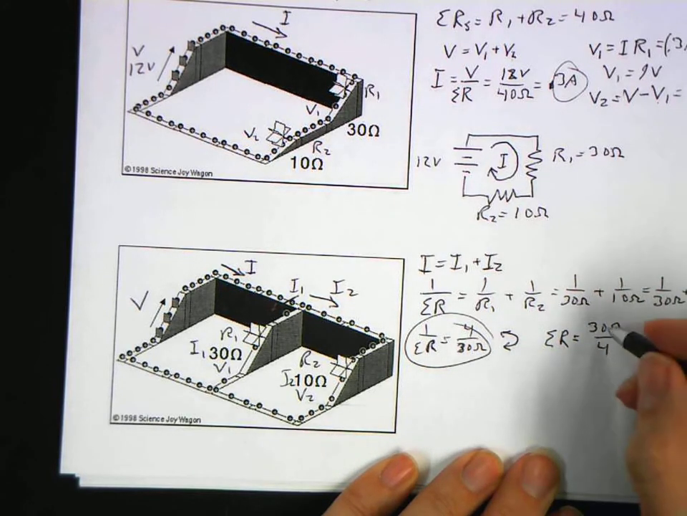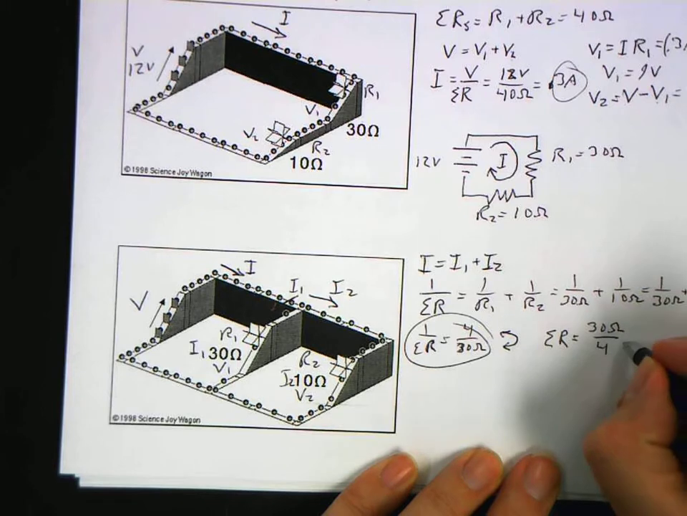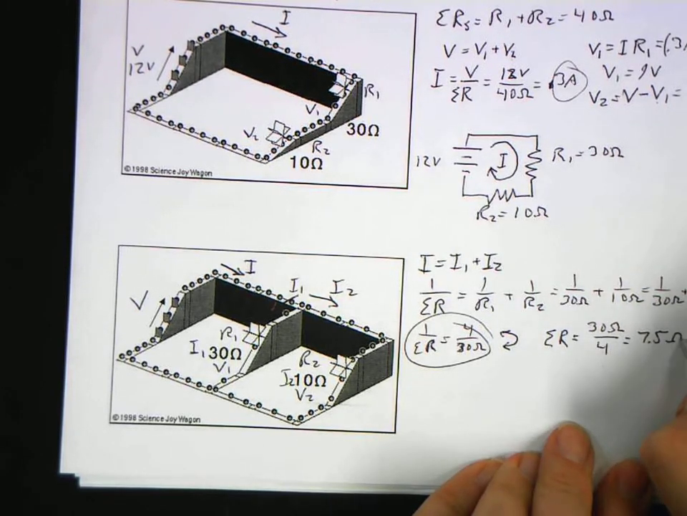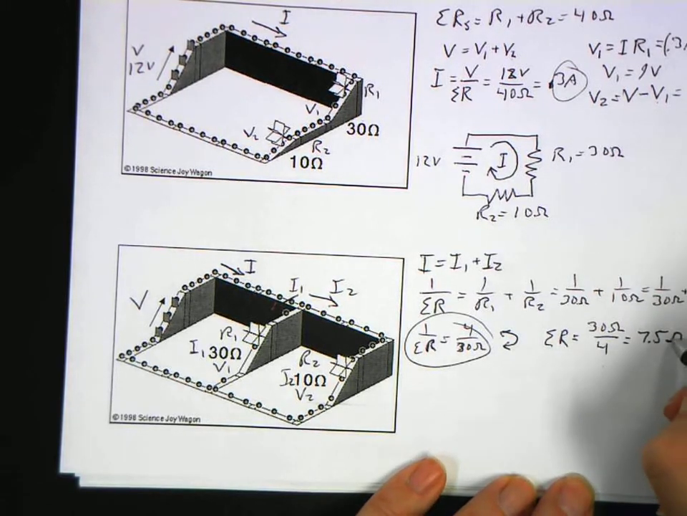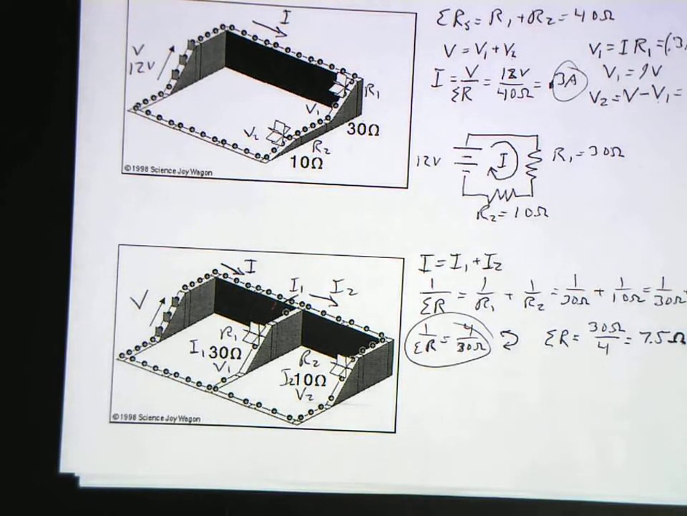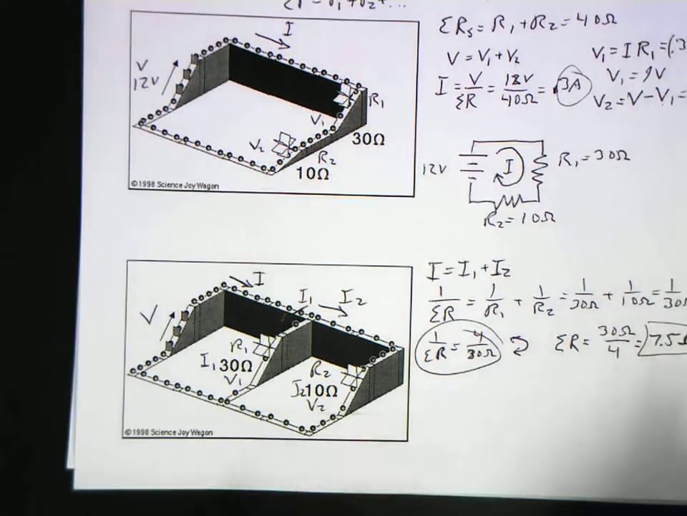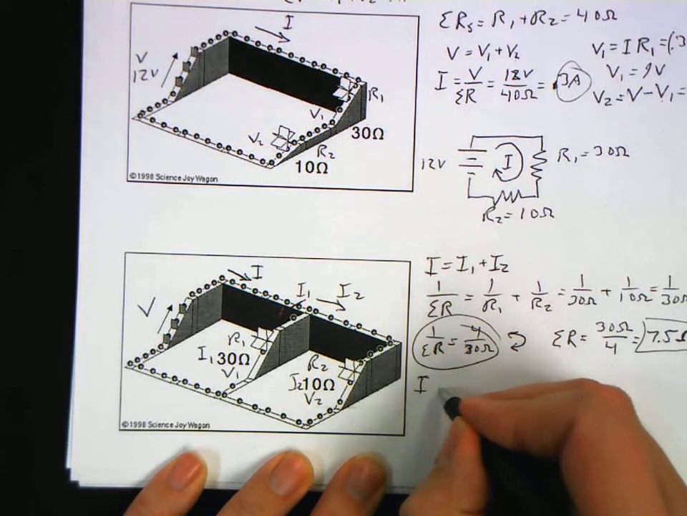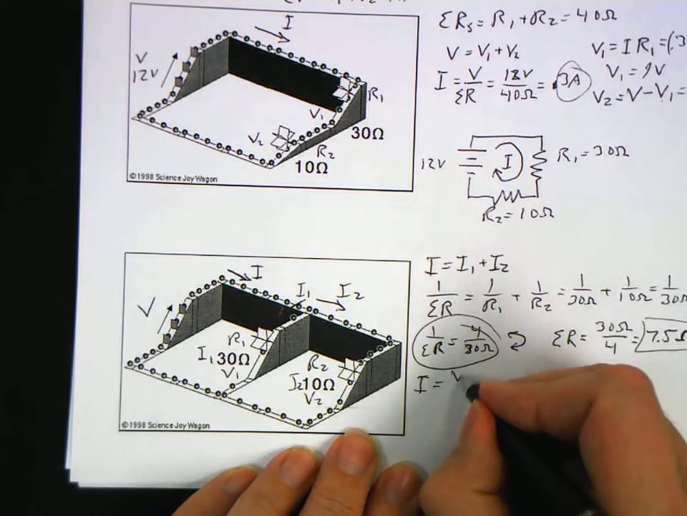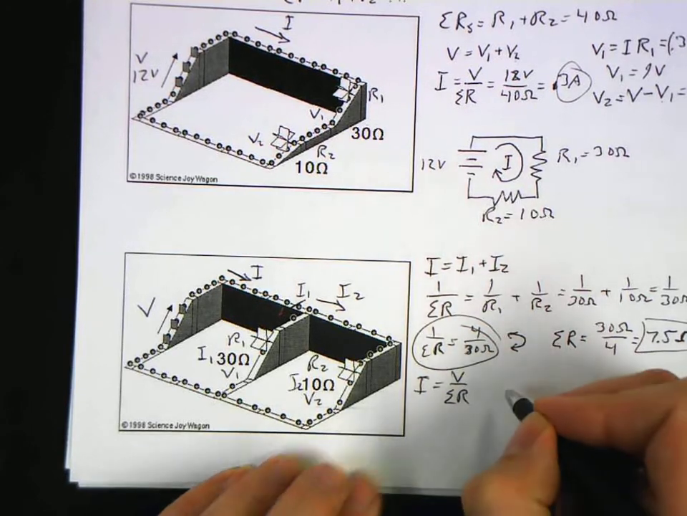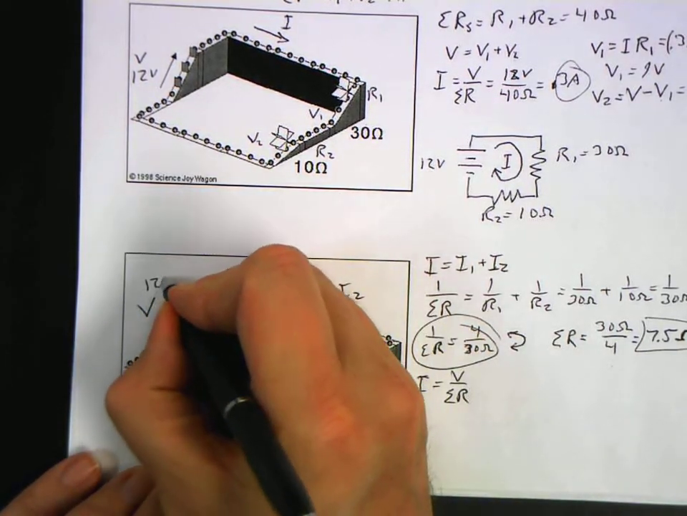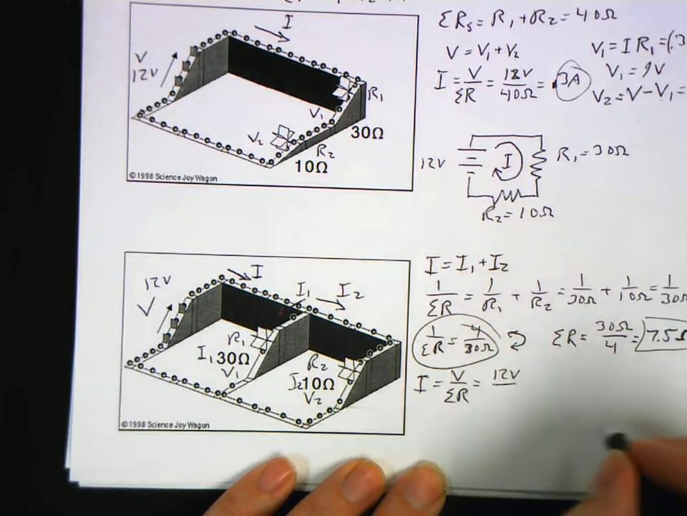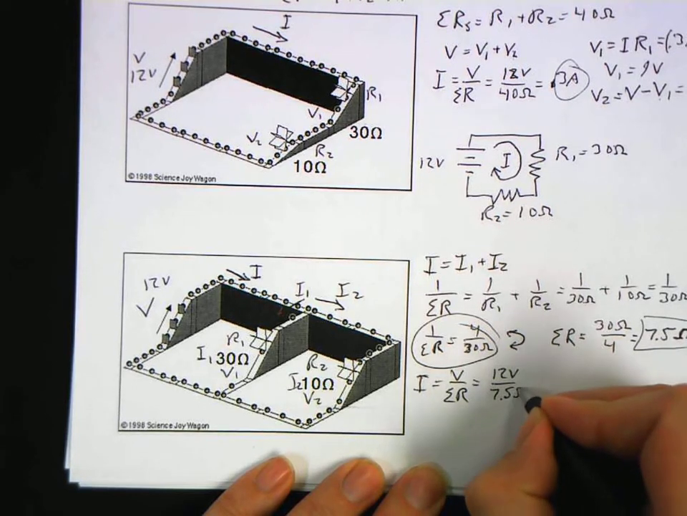All right, let's see, 1/2 would be 15, so 1/2 of that is 7.5. 7.5 ohms is the equivalent resistance of the whole circuit. It is less than our smallest one, it is less than 10, so we did it right. Once we have that, we can find the total current. The total current is equal to our voltage divided by our total resistance, and our voltage again is our 12 volts here. And so that's 12 volts divided by 7.5 ohms.